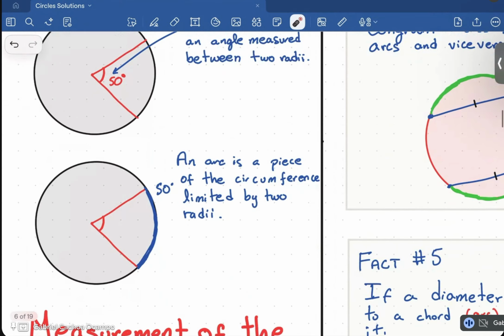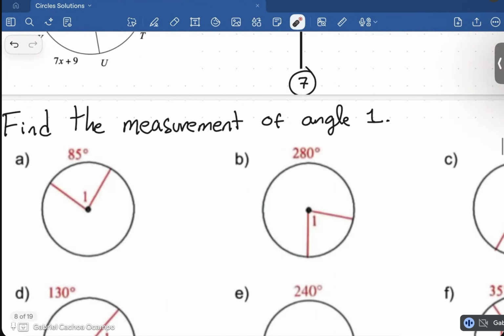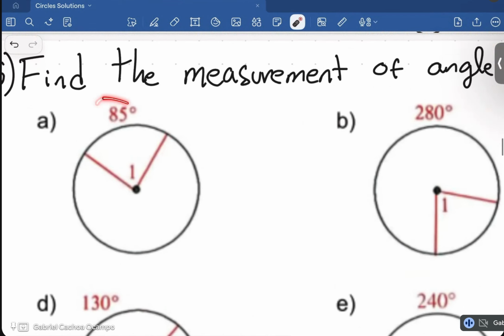And now sometimes, instead of writing the central angle in here, I'm going to write it as a piece of the circumference. So I'm going to say that this piece of the circumference measures 50. Like look at this problem. So I'm going to say that this piece of circumference measures 85. And what does that mean? That this angle measures 85.